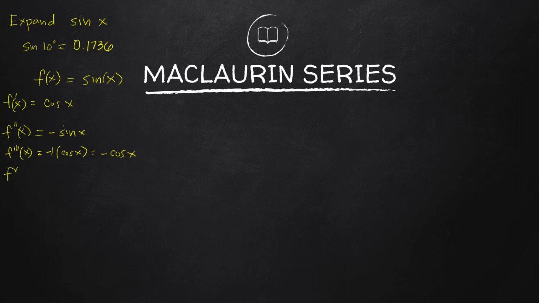And the fourth derivative rather, of x, you isolate negative 1, and you take the derivative of cosine of x. The derivative of cosine of x is negative sine of x. Multiply negative 1 by negative sine of x. This is equal to sine of x. Okay? The fifth derivative is equal to cosine of x. The sixth derivative is equal to negative sine of x.